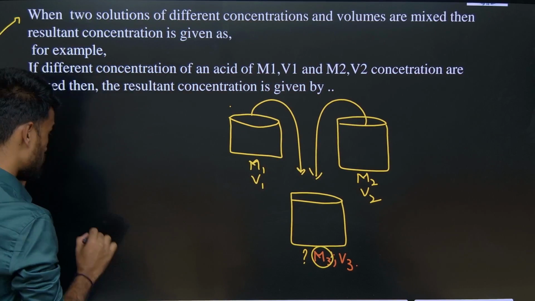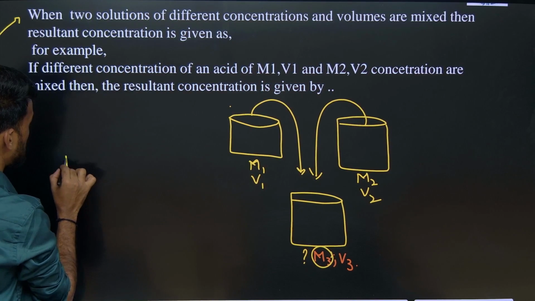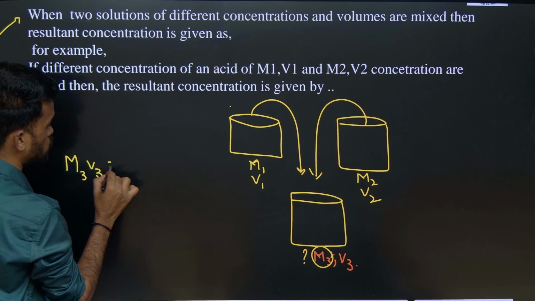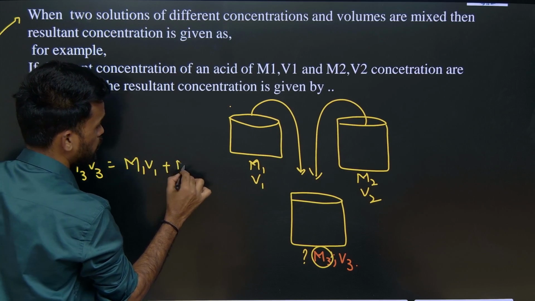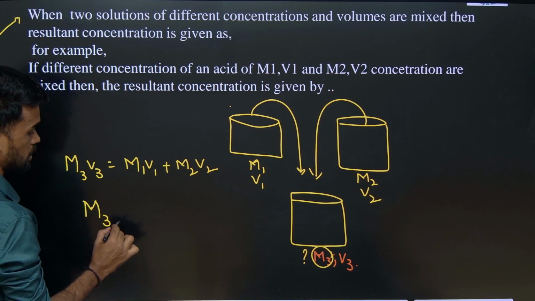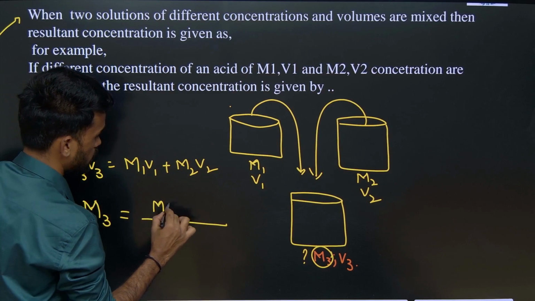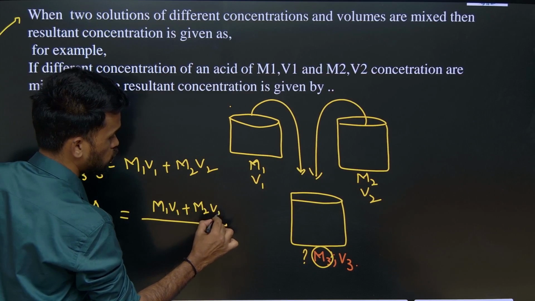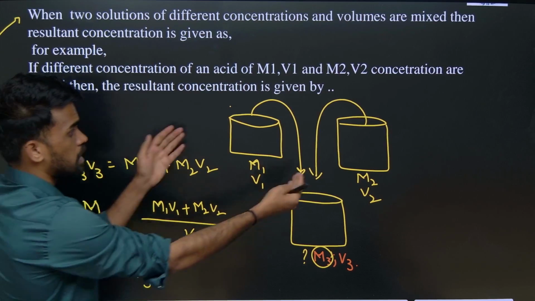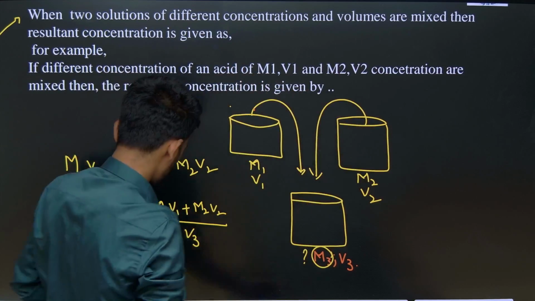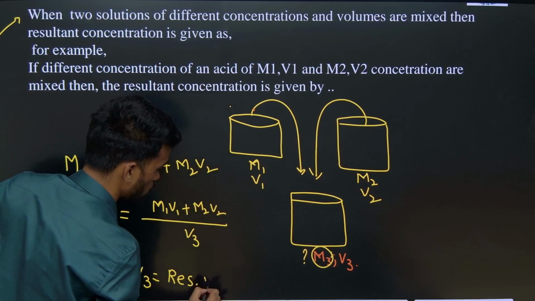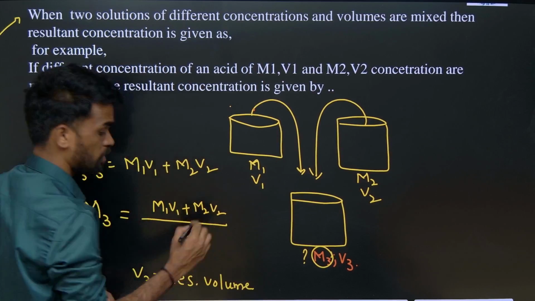So we can find this like this. The resultant concentration can be taken as M3 V3 equals M1 V1 plus M2 V2. If I want only the resultant concentration, then M3 is M1 V1 plus M2 V2 divided by V3. So what do we mean by V3 here? V3 is the resultant volume.